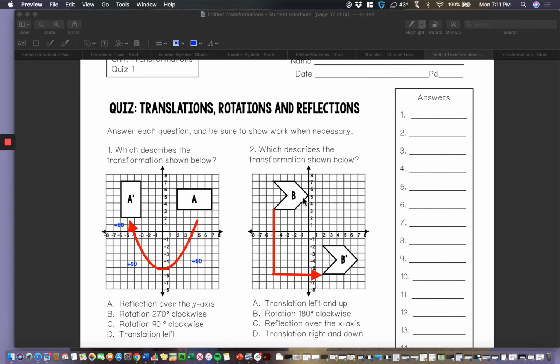So remember that our pre-image doesn't get the apostrophe and our new image does, so that means I've gone from here to here and I've drawn a line on how it was moved. Alright, so that should give you a good hint there.